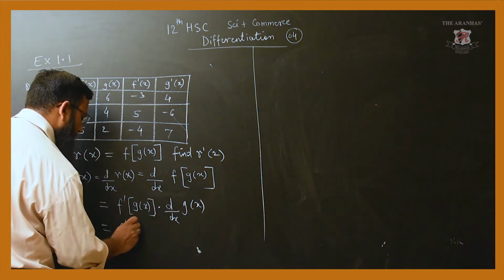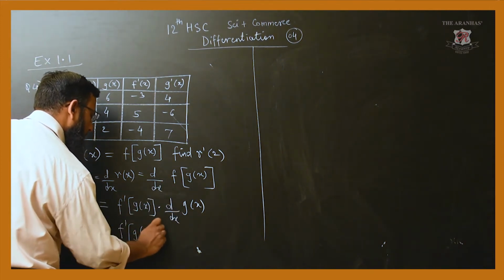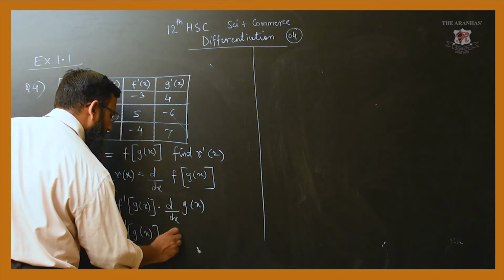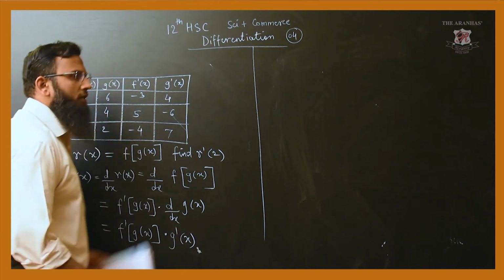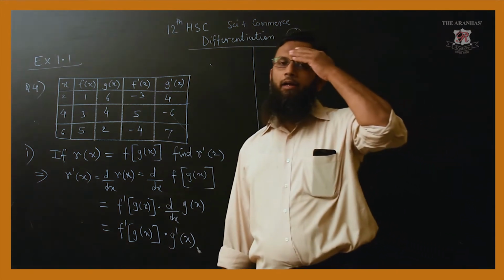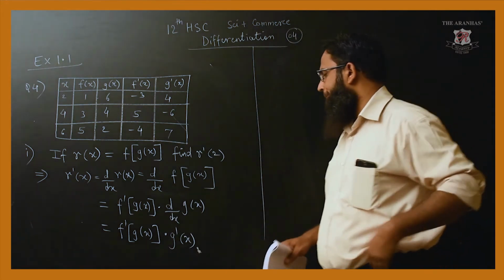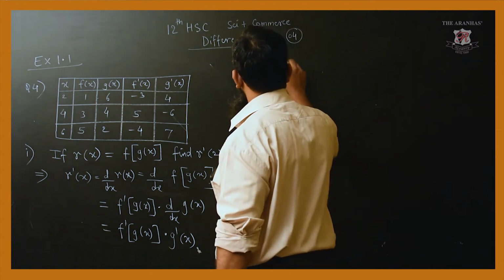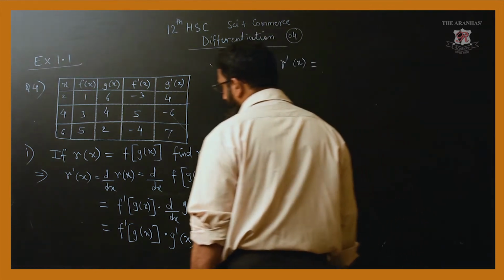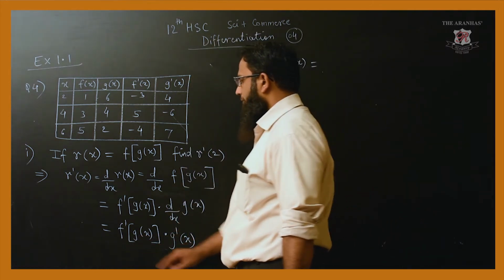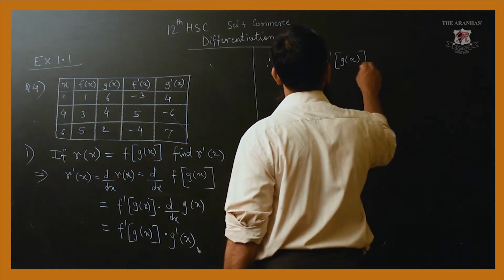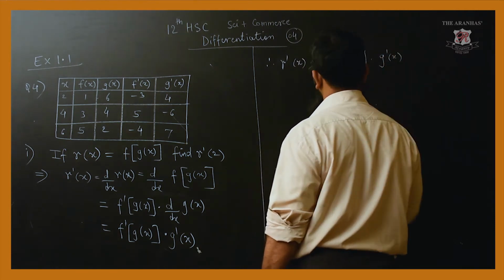First, the derivative of the outermost function, and then the derivative of g of x with respect to x. I have taught you this in the previous class: a single derivative with respect to x is denoted by a dash, a hyphen. So therefore r dash of x is equal to f dash of g of x into g dash of x.